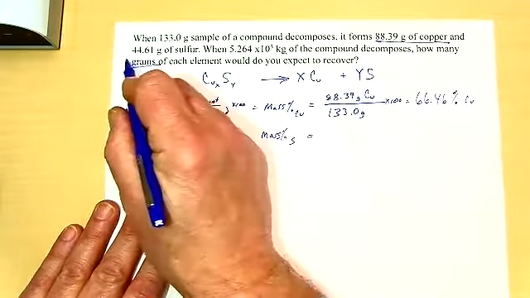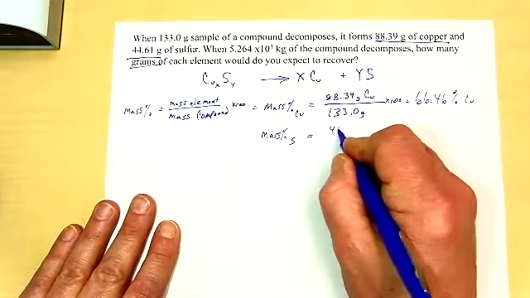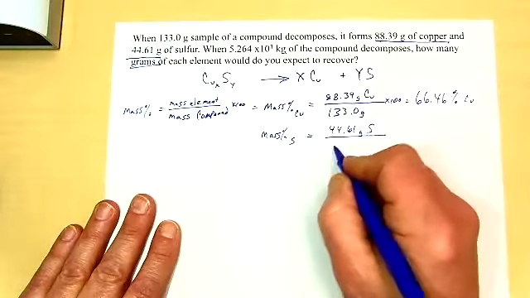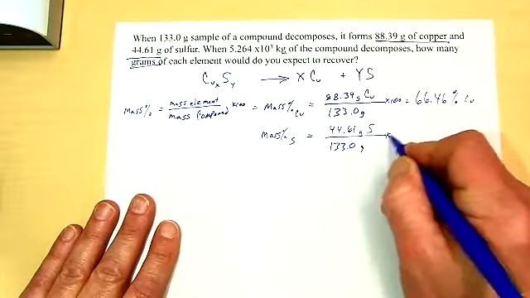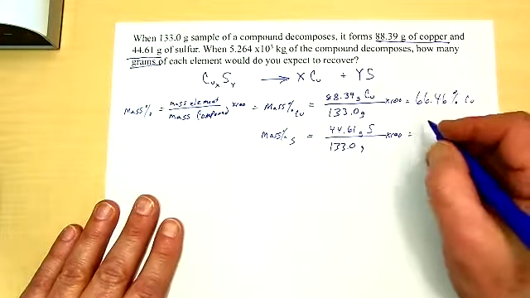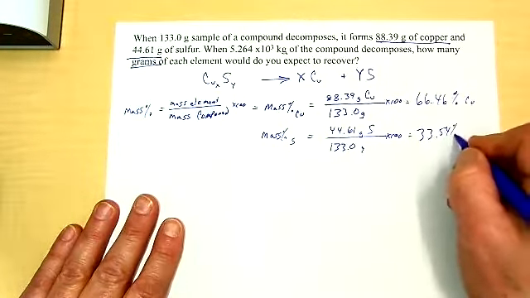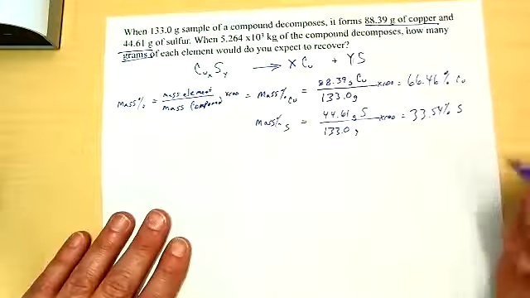And so we found out that we can make 44.61 grams of sulfur. Divide that by the 133.0 grams times 100, and we would get 33.54. Okay. All right. So now what do we do with that?